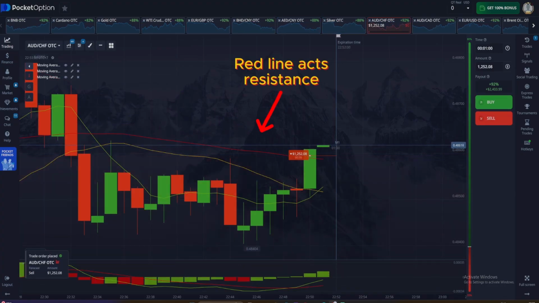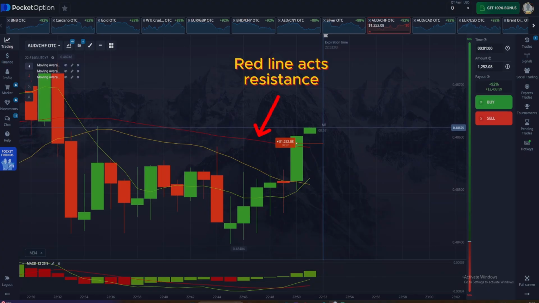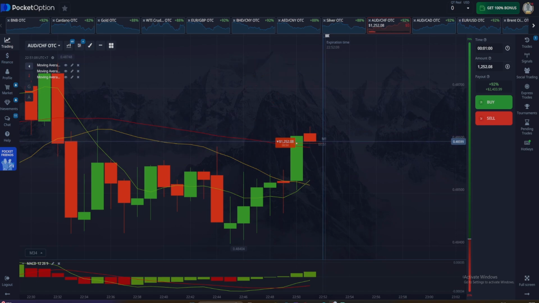I'm taking a sell position because the price is currently reacting at the red line, 60-period moving average, which is acting as a dynamic resistance. This red line often serves as the ceiling of the long-term trend, where price struggles to break above and instead bounces back downward. When price approaches the red line and shows rejection, it indicates that buyers are weakening and sellers are taking control. Additional confirmation comes from a candlestick rejection at the MA60 level, strengthening the sell signal. Let's see how the price reacts.